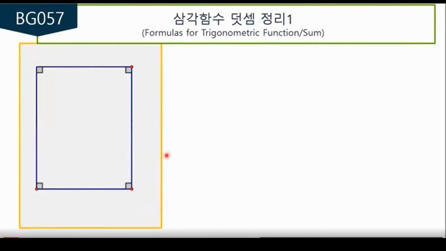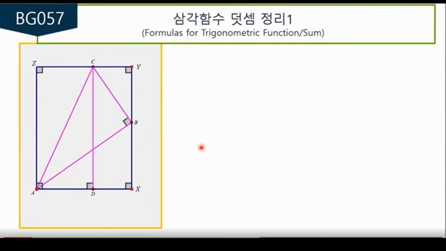First, draw the rectangle, and draw the inscribed right triangle ABC. That angle B is a right angle, and the point C. From the point C, draw the perpendicular line to D on the baseline. So we got another right triangle ACD, right?